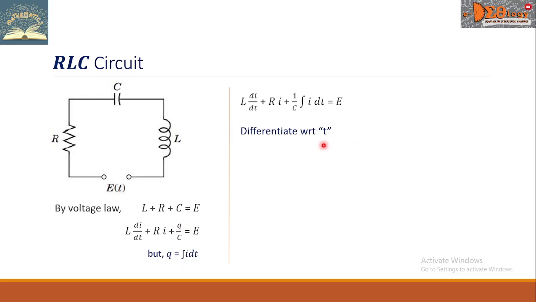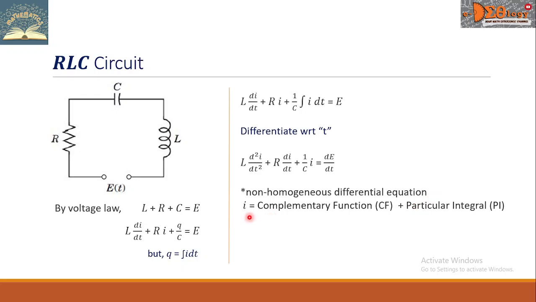Let us differentiate with respect to t. The new equation becomes like this. L times second derivative of I with respect to t plus R times di over dt plus 1 over C times I equals dE over dt. We can see here that this is now a non-homogeneous differential equation, and the general solution will be I is equal to complementary function, which is CF plus particular integral, shortened as PI.